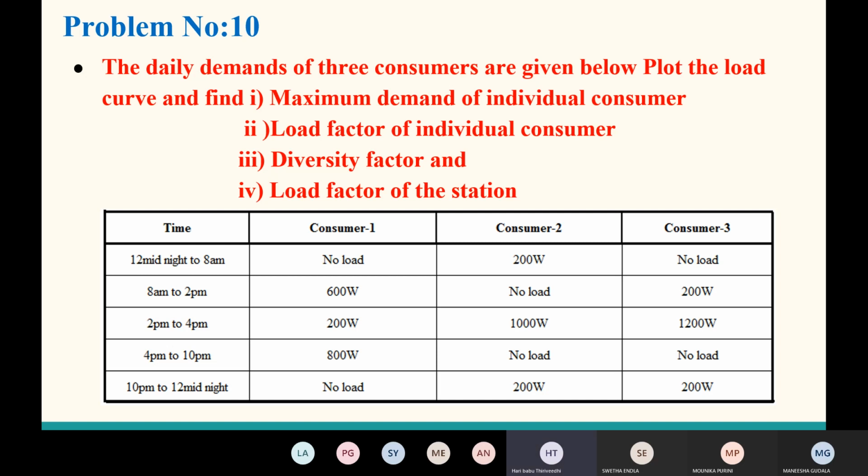Then 4 p.m. to 10 p.m., 800 plus no load, so it is decreasing again to 800 watts. From 10 p.m. to midnight, 200 plus 200, that is 400. So you have to draw the graph.